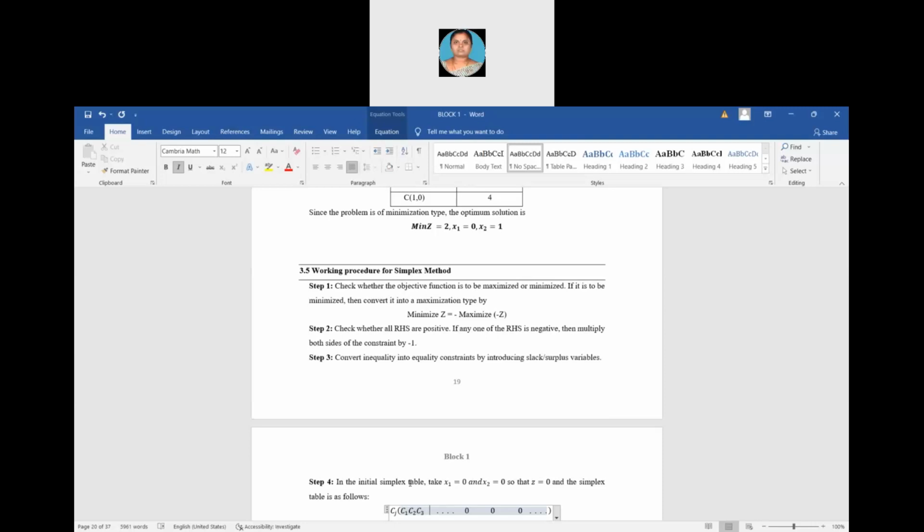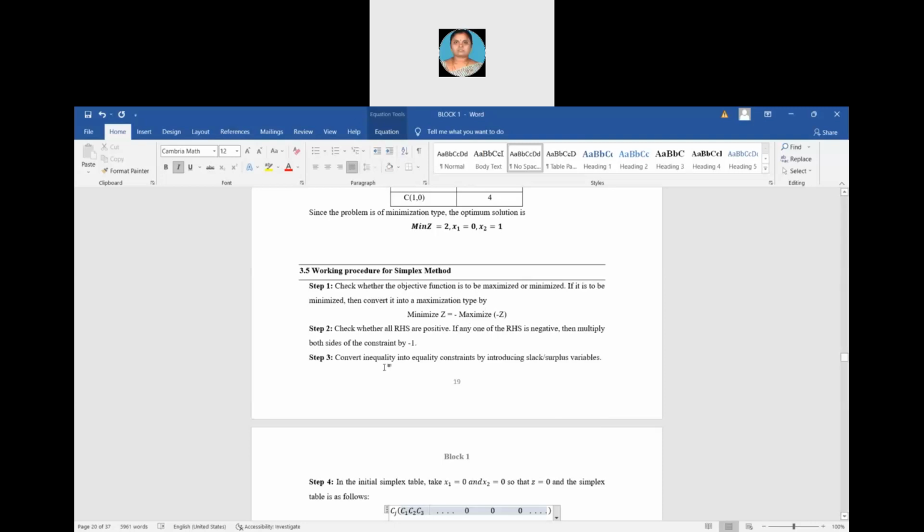Here, step one. What is the thing you have to do? Step one means check whether the objective function is minimized or maximized. If it is to be minimized, then convert it into maximization type. So if you have minimization, you have to convert it into terms of maximization: minimize Z equals minus maximization of minus Z. So you will be getting maximization here. All types of minimization problems must be converted in terms of maximization. That is the first step you have to do.